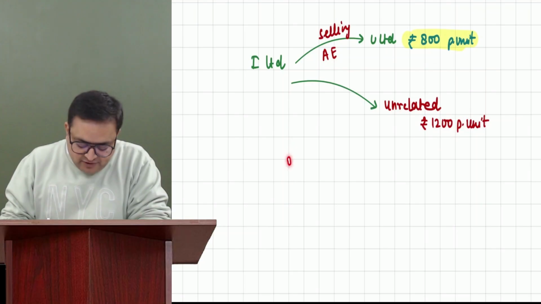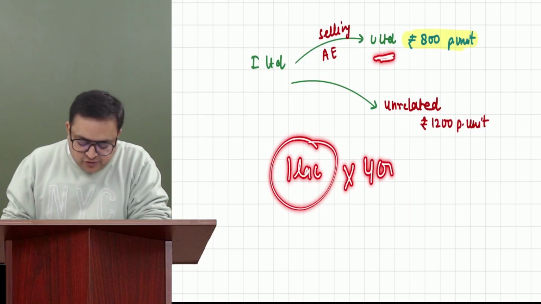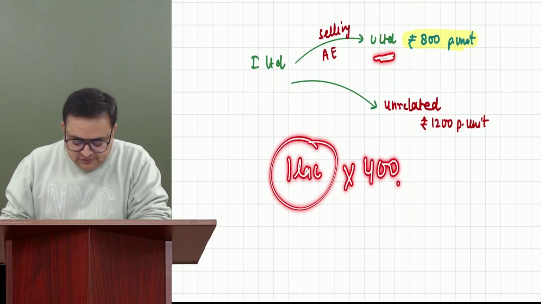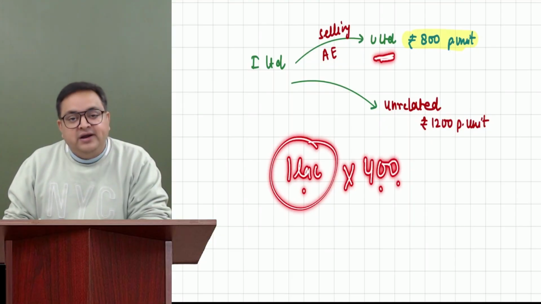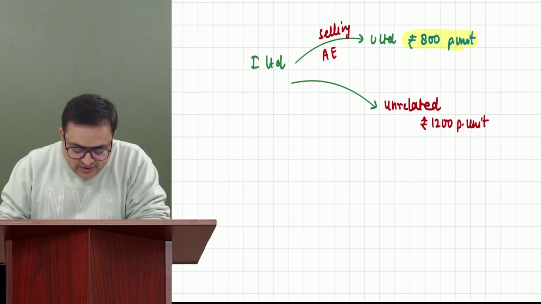And let's say, for example, you have sold 1 lakh units to U Limited. So on every unit, 400 rupees I will add. So 1 lakh into 400, that amount we will add to your income. This is known as the transfer pricing provision. So this is how we determine the ALP.